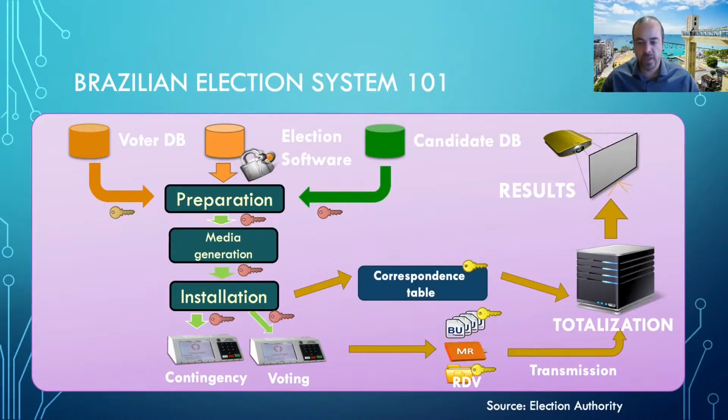These results are all signed. There are mainly two kinds of results. The totalized result, which we call BU, the acronym for Boletim de Urna, and the RDV, which is the individual votes shuffled. So you can compare these two files. This is transmitted to the election authority, and after all of the results are received, they publish the results. So this is a very simplified version of how things work.